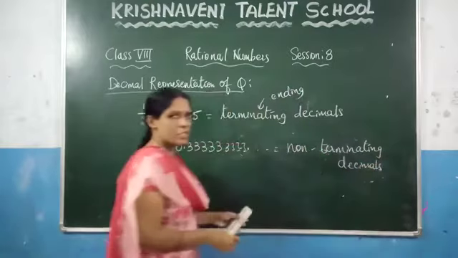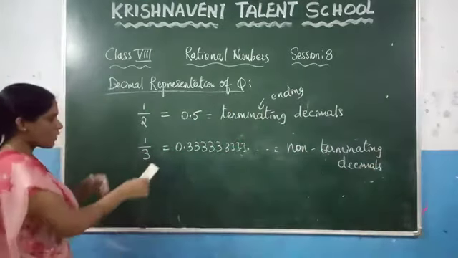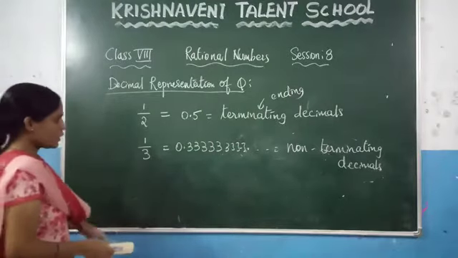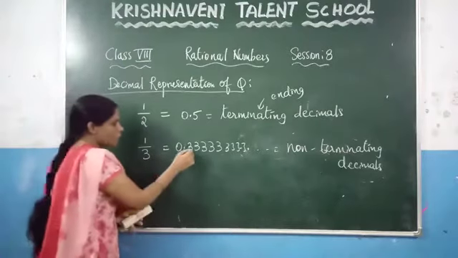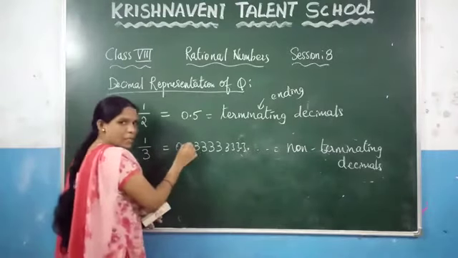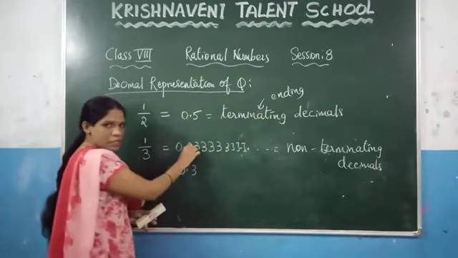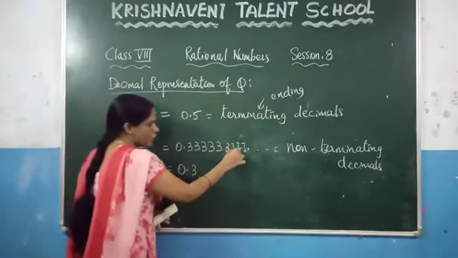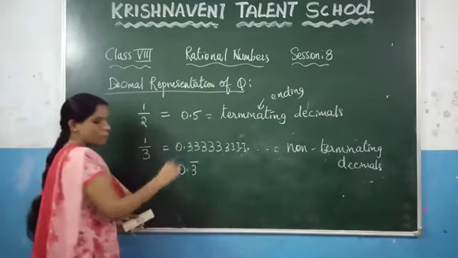What do we call those decimals? We call them non-terminating decimals. You can observe that this is a non-terminating decimal, and after the decimal point one number is repeating. Which number is repeating here? The number 3 is repeating: 3, 3, 3, 3 and so on. So for 3, you need to keep an over bar.